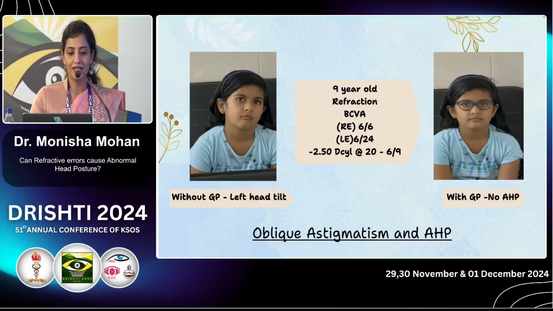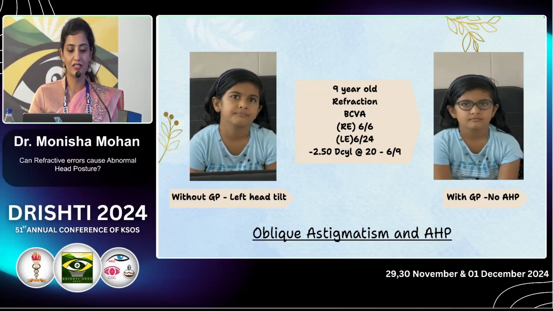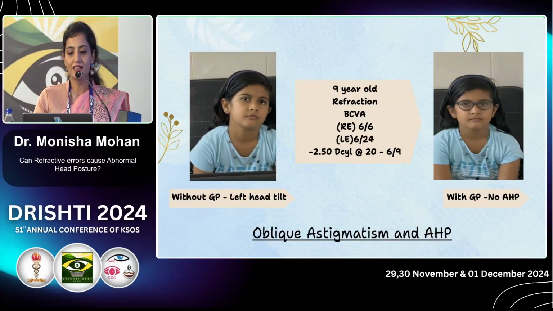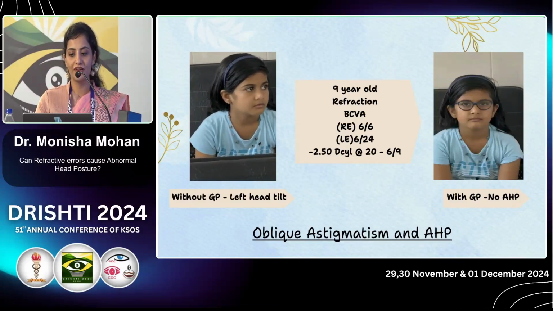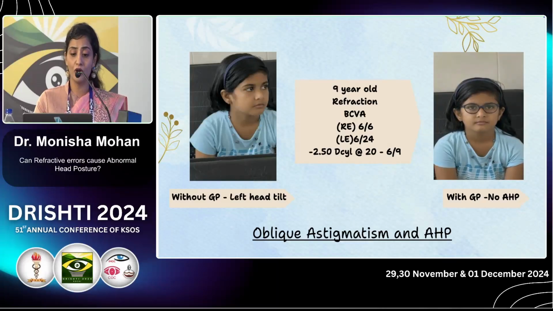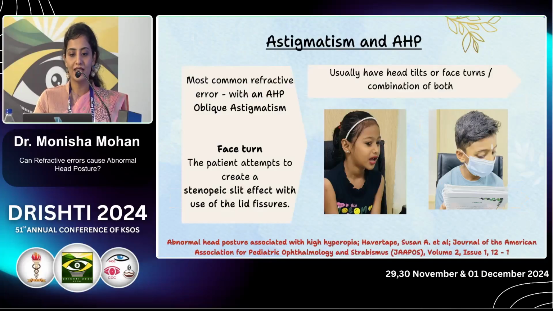Okay, so here is a child. Look at her. She was watching TV and this video was taken. She has right eye 6/6 and left eye 6/24 and has a cylinder of minus 2.5 at 20. It's an oblique astigmatism. With her glasses, she is completely corrected. She is trying to fixate with the right eye because that is the better eye.